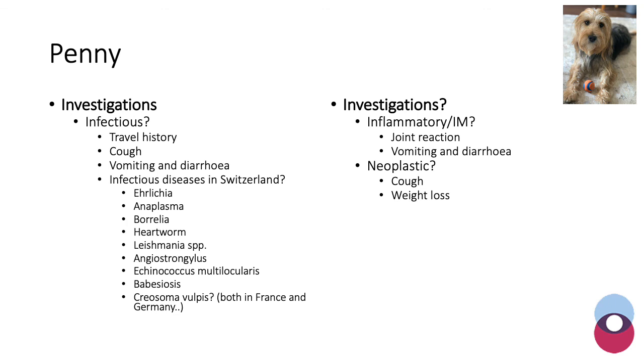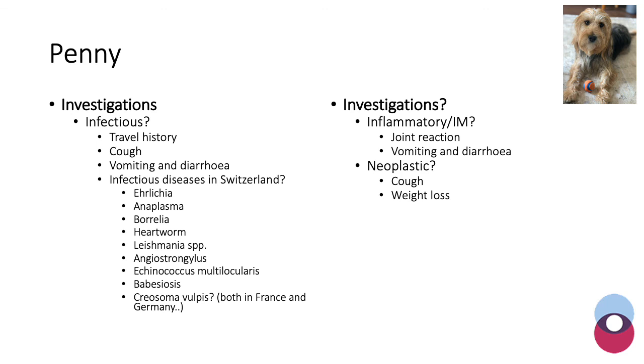Our other consideration was whether the travel history might just be a red herring and have nothing to do with the development of disease in Penny at all. Could this be inflammatory or immune-mediated? She did have a joint reaction, but the vomiting and diarrhea can be tricky to explain. We also knew the owners had been giving her a lot of different diets to try to get her to eat over this period, so maybe that played a role. Or could the joint reaction be secondary to the vomiting and diarrhea? Could she also have a neoplastic cause because of her cough and weight loss? That was also considered.